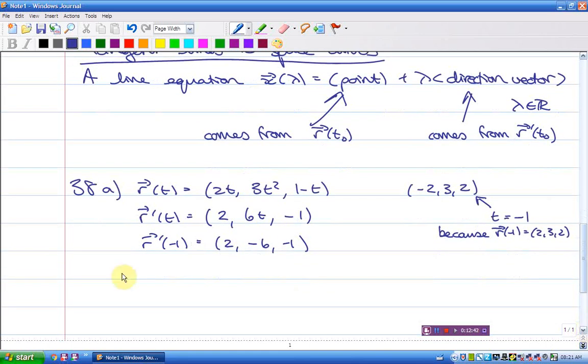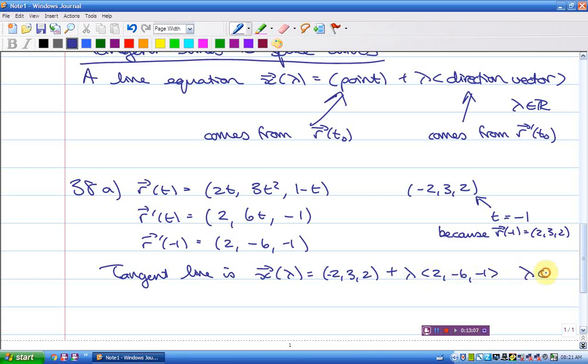And so my tangent line is x of lambda, or you can call it whatever. You can even use t as your parameter again, but I prefer to use a different parameter. Oh, minus 2. We've been given the point, that was nice, we were given sort of a freebie. There you go, and there's our tangent line.